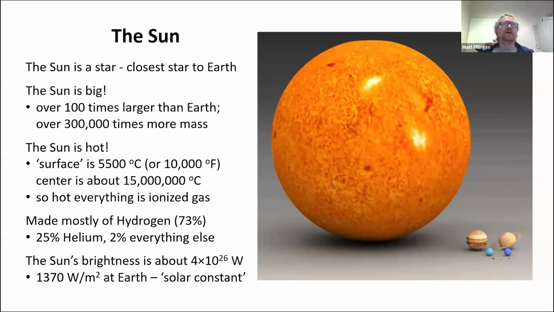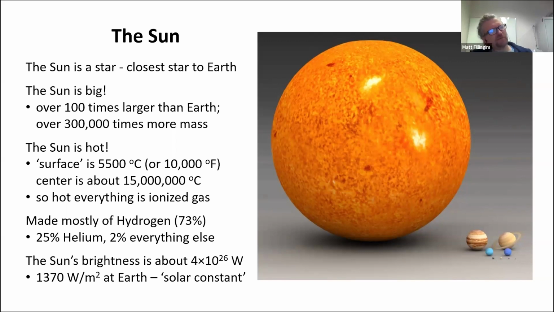So to begin with, the sun is a star. It's the closest star to Earth. It's the one that we can study the most because it's the closest to us. And it turns out the sun is really big, at least compared to us. It's over 100 times larger than the Earth, about 110 times actually. But it has about 300,000 times more mass. So it's the largest thing in our solar system.